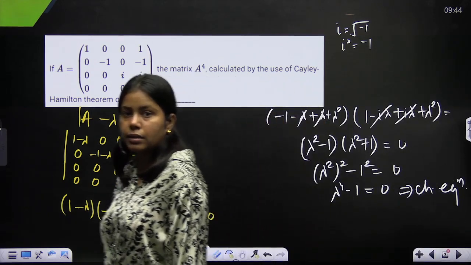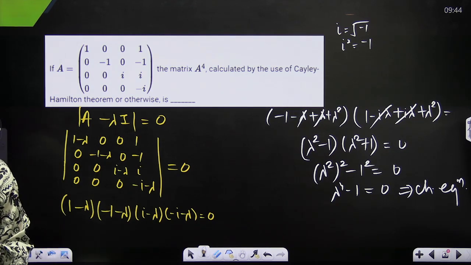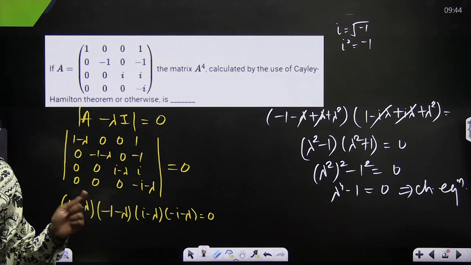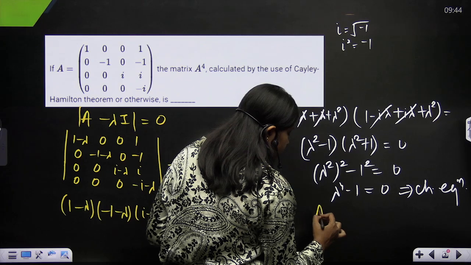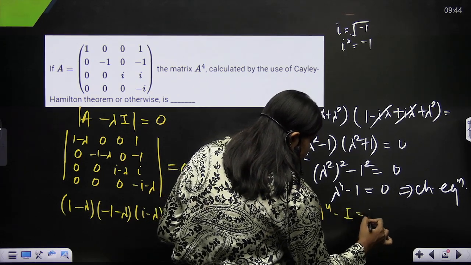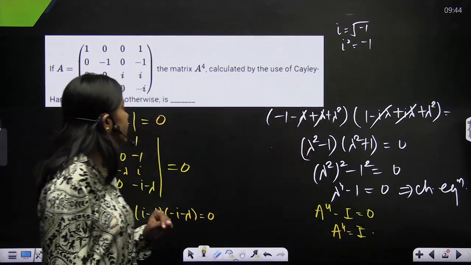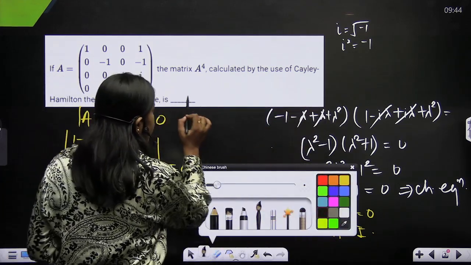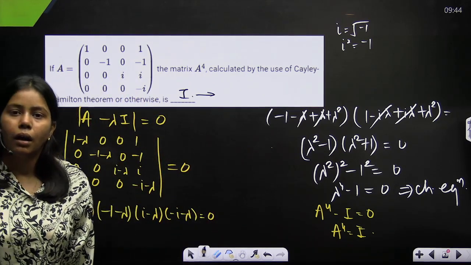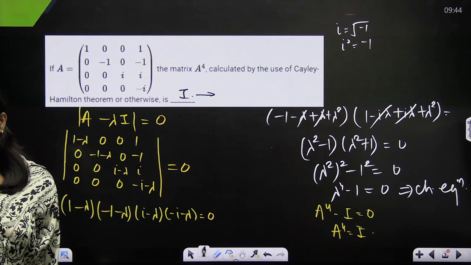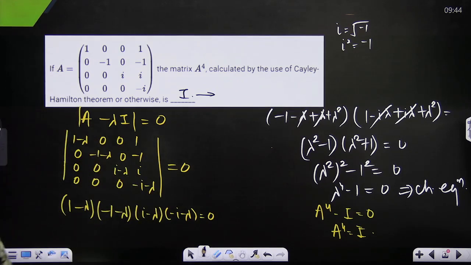Now I got the characteristic equation using the diagonal entries of this matrix because it is an upper triangular matrix. Now next thing is, every matrix satisfies its characteristic equation, Cayley-Hamilton theorem. So I'll write down here that A to the power 4 minus identity is equals to 0. So A to the power 4 is equals to identity. So the answer here will be an identity matrix. I told you it would not be an NAT, it would be a theoretical answer. So this is my answer. I think this question is clear to everyone.